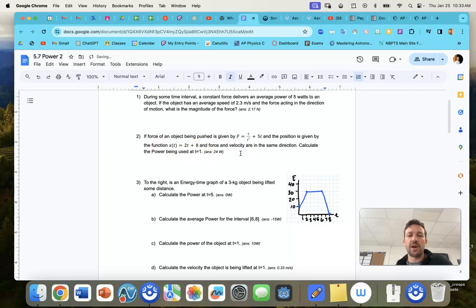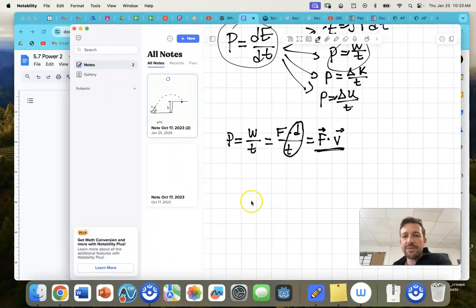Calculate the power. Now, I want to show you how to do it if it's not in the same direction, okay? So, if there's some object and it's moving this way at like 2 meters per second, and somebody pushes it this way with like 5 newtons. Okay, 5 newtons. And it says calculate the power. Well, you would just say, I'm going to do force times velocity. I would do 5 times 2, and that would give me 10 watts. I know that the power that this thing is producing is 10 watts.